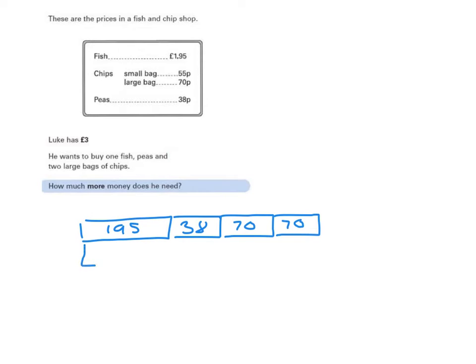When I add all of these together, that will tell me how much money he has to spend in the shop to buy all those things. We don't yet know that, but we'll work it out by using column addition.